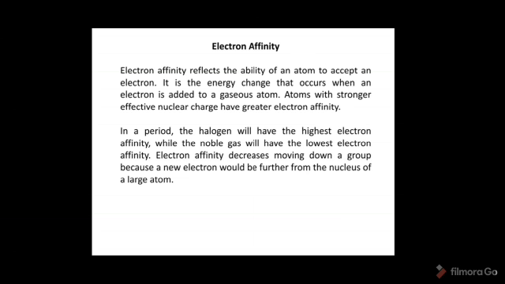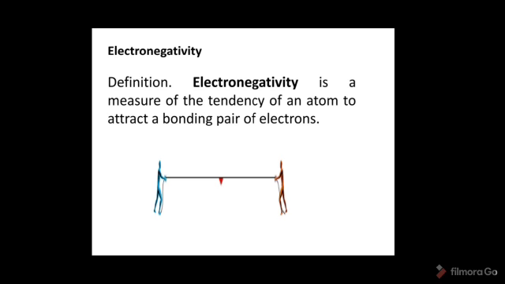Electron affinity. Electron affinity reflects the ability of an atom to accept an electron. It is the energy change that occurs when an electron is added to a gaseous atom. Atoms with a stronger effective nuclear charge have greater electron affinity. In a period, the halogens will have the highest electron affinity, while the noble gases will have the lowest electron affinity. Electron affinity decreases moving down a group because new electrons would be further from the nucleus of a larger atom.